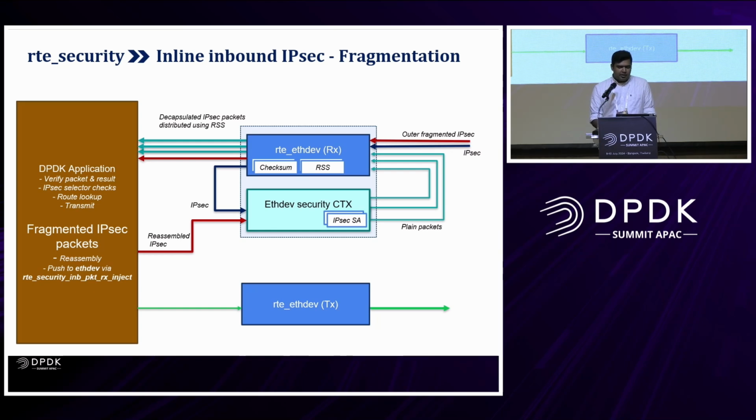IPsec offload with RT security was introduced as a feature that was complementing RT Ethrev and RT Cryptodev. So the library defines the control path, but doesn't define the actual data path. It was more like complementing the Ethrev and Cryptodev for the data path. For Cryptodev, it would just depend on the RT Cryptodev enqueue burst or dequeue burst, and for Ethrev, it will just depend on the RX burst and TX burst.